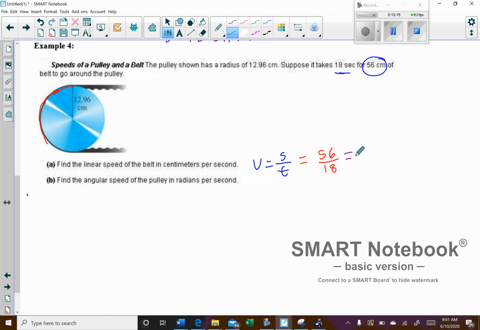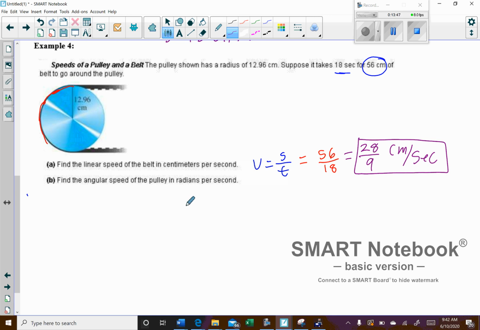So let's see, looks like they're both just going to be divisible by 2. So that'll be 28 over 9. And then let's see, what are we talking about here? Linear speed. So we're talking about centimeters per second. So that's our first part. Then we're going to find the angular speed of the pulley in radians per second.